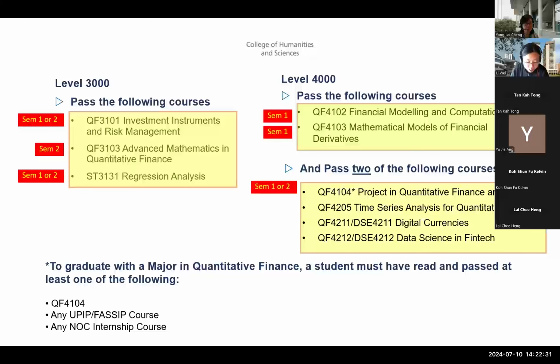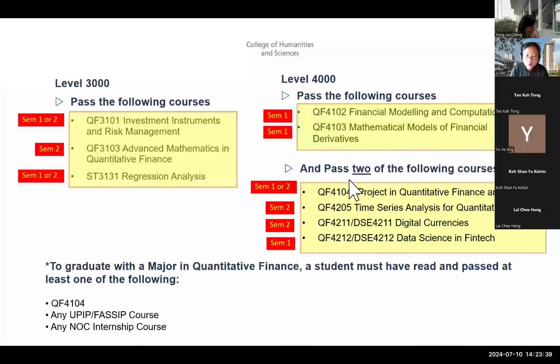Okay, you may notice that here I put a star for QF 4104, the capstone project course. That is because QF 4104 is, I have to say, only half elective. That means if you take QF 4104 as one of the two elective courses, say QF 4104 and QF 4205, then up to here, that's all of your QF major requirements.